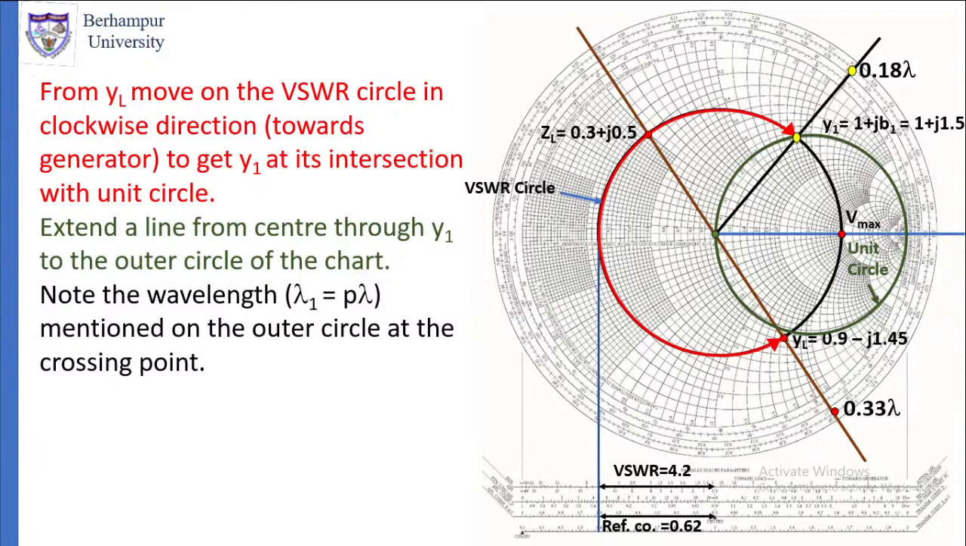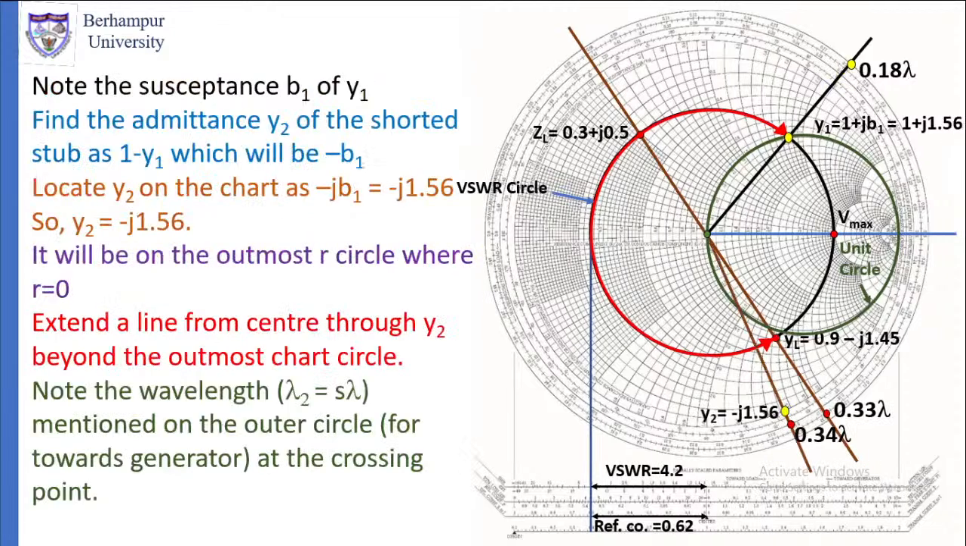So start with YL and move to find Y1, which is equal to 1 plus jB1, that will be equal to 1 plus j1.56. Extend a line from the center through Y1 to the outer circle of the chart. Note the wavelength λ1, which is equal to P times lambda. That wavelength is 0.18 lambda. So we have noted one wavelength 0.33 lambda. The next wavelength is 0.18 lambda. Note that, then go to the next point.